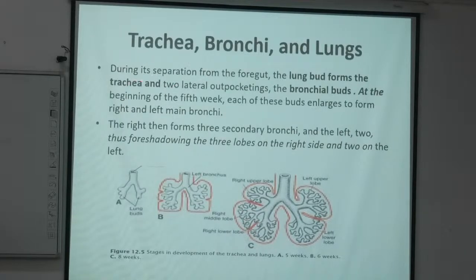Now, trachea, bronchi and lungs. During the separation from the foregut, the lung bud forms the trachea and 2 lateral outpocketings, the bronchial buds. At the beginning of the 5th week, each of these buds enlarges to form the right and left main bronchi. Here are the lung bud, and the right and left bronchus. The right then forms 3 secondary bronchi, and the left 2, thus foreshadowing the 3 lobes on the right side and 2 on the left side. See, in the development of the lung, the right has 3 lobes and the left has 2. This is by 6 weeks and 8 weeks.